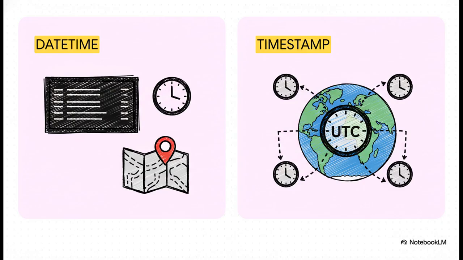Datetime stores the time as is. Think of a flight departing at 8 a.m. local time. That's it. Timestamp, though, is time zone aware. It actually converts the time to a universal standard, that's UTC, when you save it, and then converts it back to your local time when you look at it. This makes it completely essential for system stuff like a created at field in a global app because it guarantees everyone is on the exact same consistent timeline.